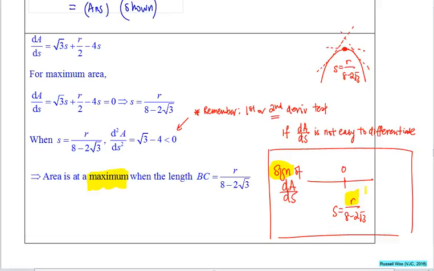One more time. If s is in terms of r, this also is in terms of r. Here got r, here got r. All the three terms have r, I can factorize the r out. So all I need to do is to substitute a number slightly smaller than 1 over 8 minus 2 root 3 into a calculator. I will definitely get a value that is positive and negative here. Actually, that's all you need to present.